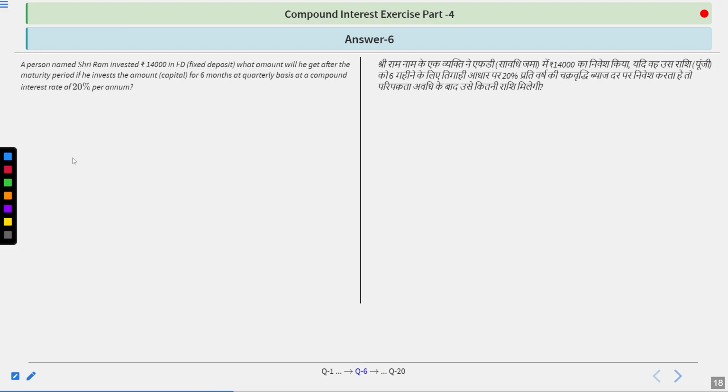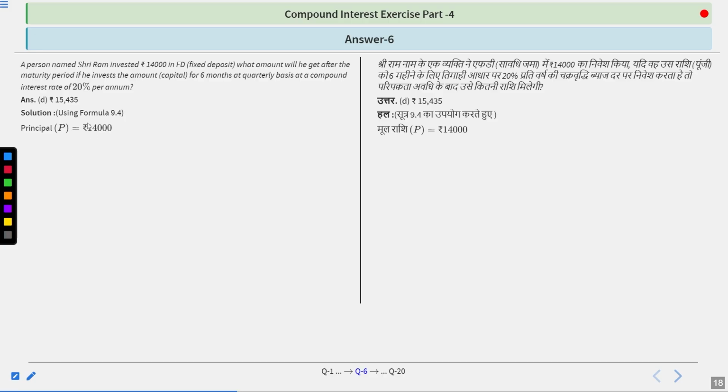So Sri Ram has invested rupees 14,000. We have to find the amount that he is going to get on maturity, and the time period is 6 months, but he has invested on a quarterly basis and the rate of interest is 20% per annum. The answer to this question is option D, rupees 15,435, and we are using formula 9.4 to solve this question.